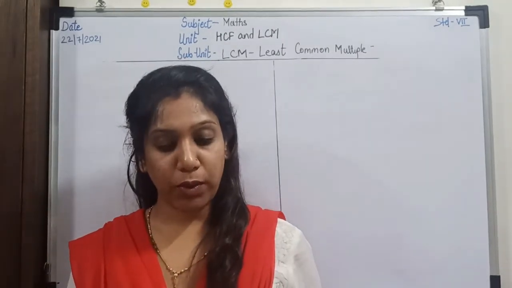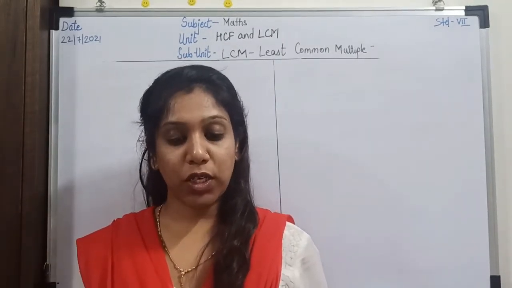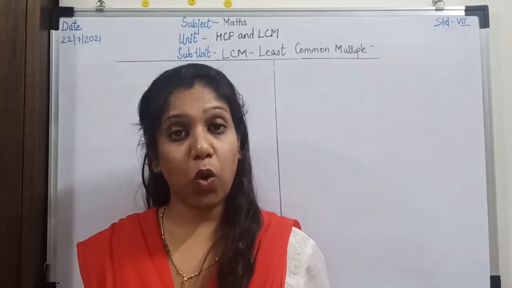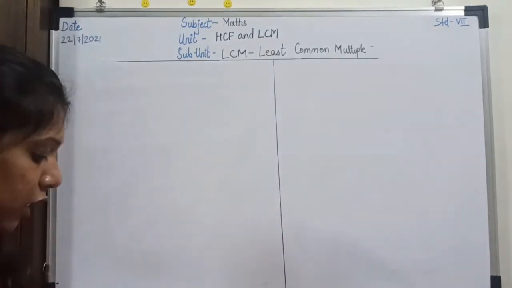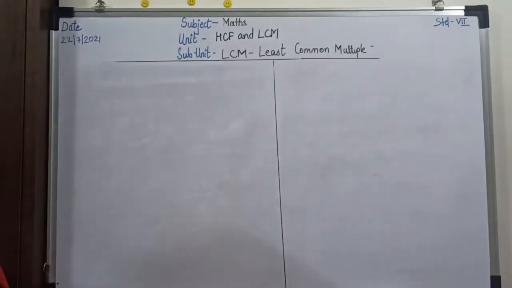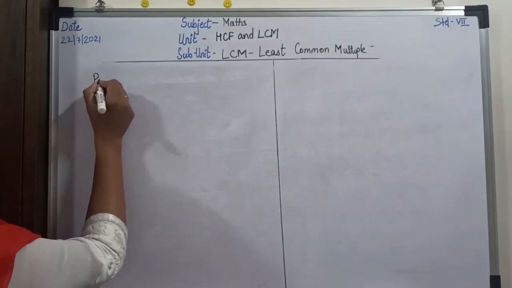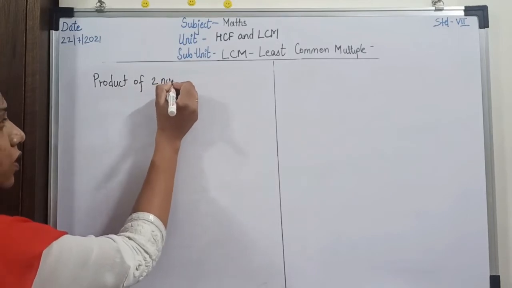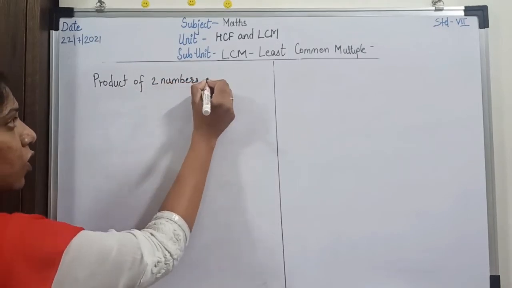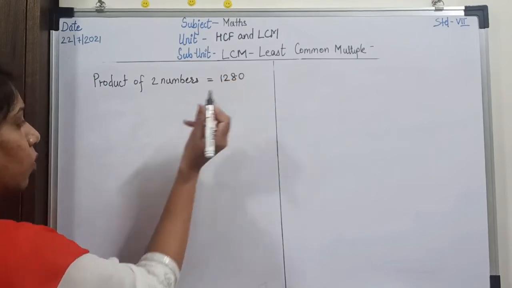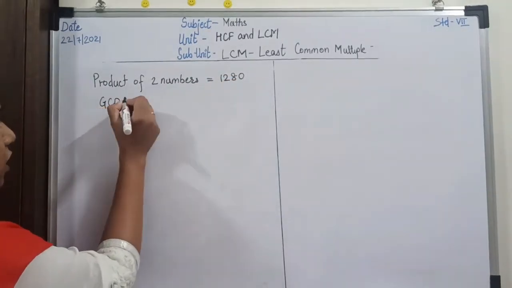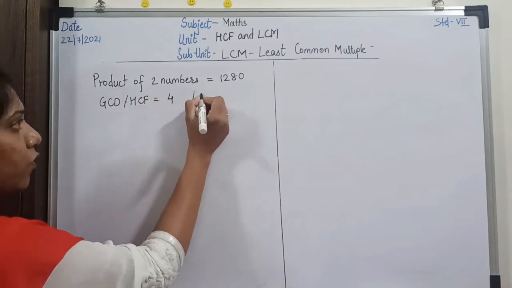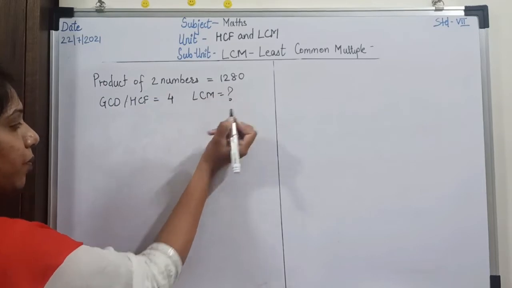Now we will solve one more sum. The product of two-digit numbers is 1280 and the GCD is 4. What is their LCM? Over here we need to find out what is the LCM. Okay, so they have given the product of two numbers, which is 1280. They have given us the GCD, that is, or HCF, which is 4. We have to find out the LCM.